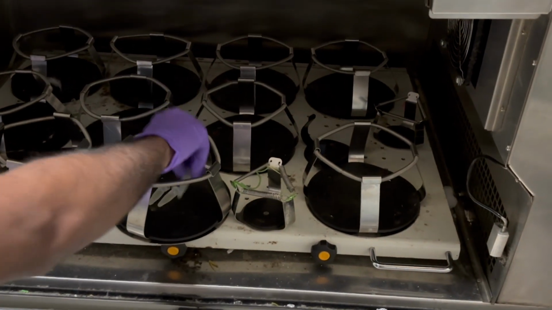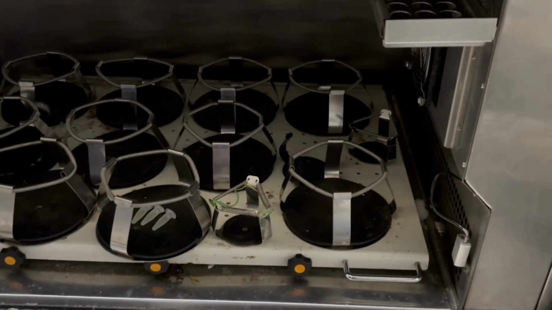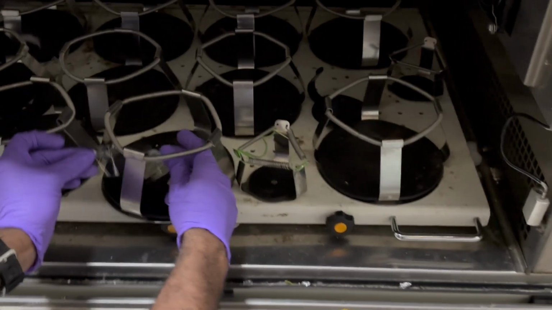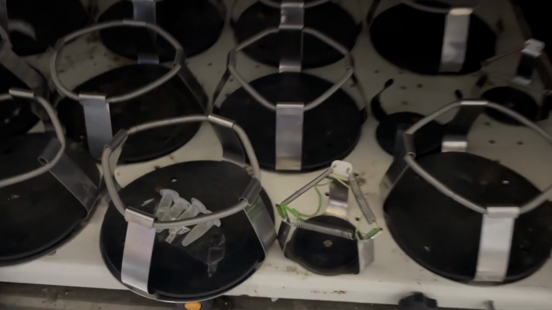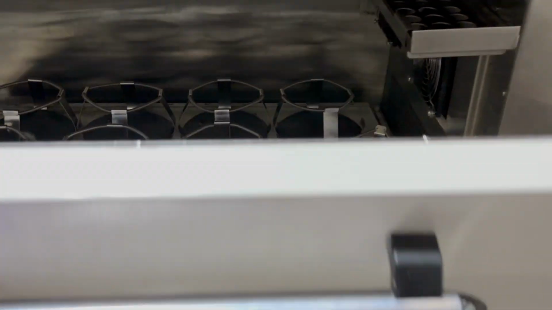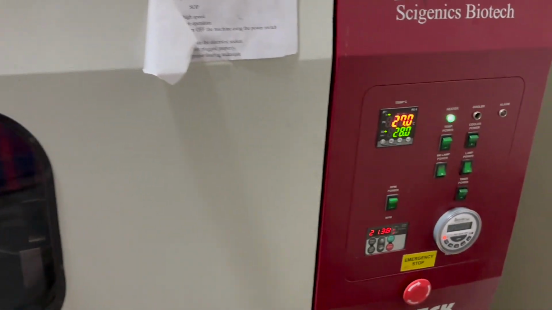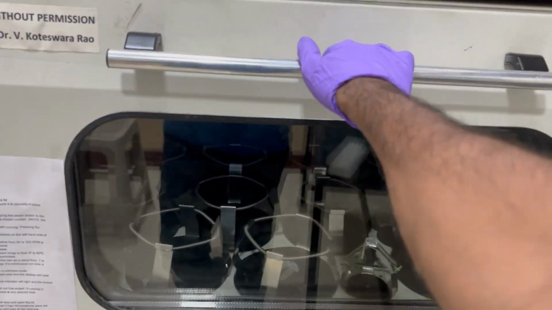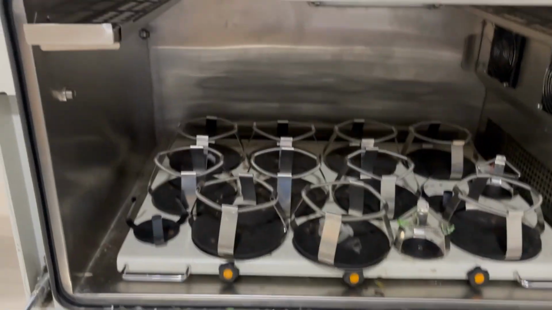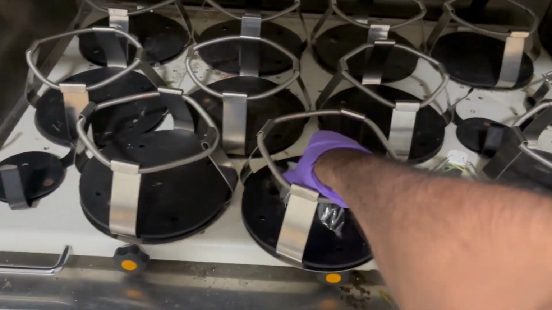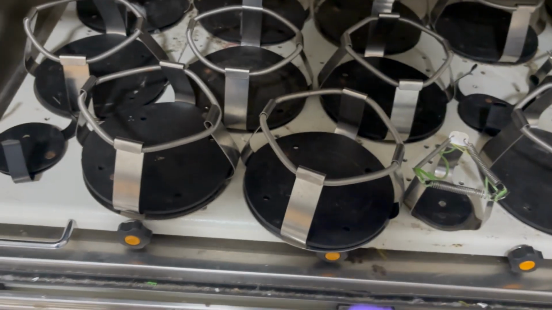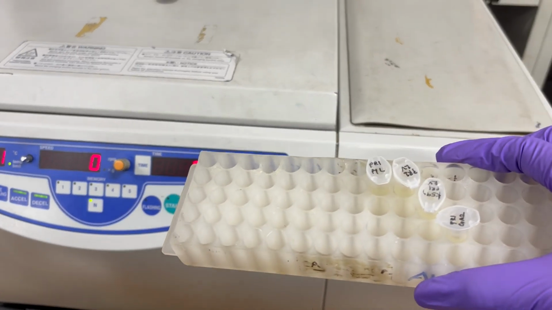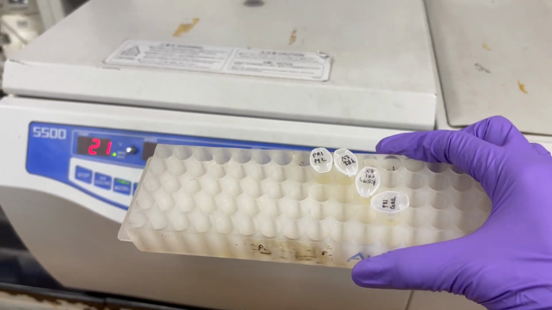After adding LB broth, we need to keep it at 28 degrees Celsius for 2 to 3 hours in order to recover the bacterial cell membrane from stress, as well as to express their antibiotic genes. Now after 2 to 3 hours we will take out the vials. Now we have to pellet down the cells at 4000 rpm for 5 minutes.